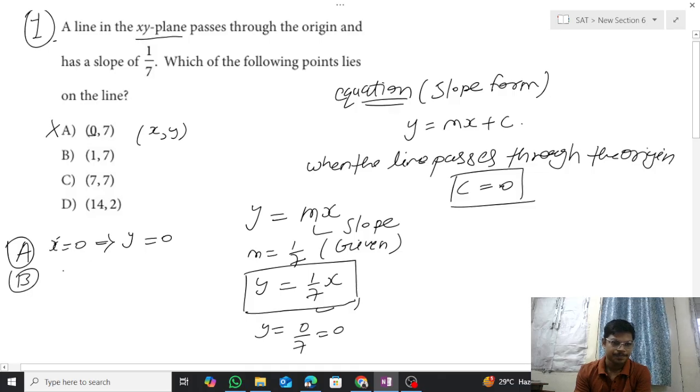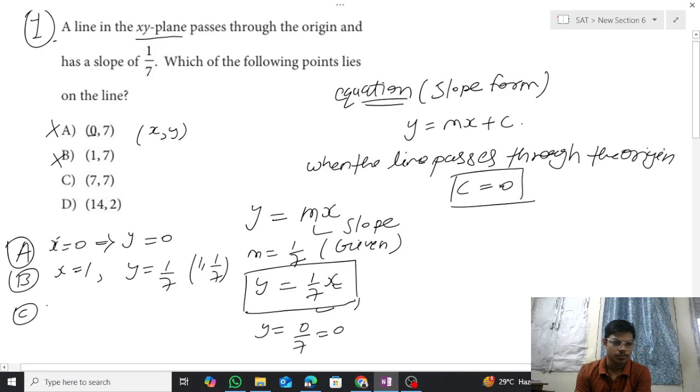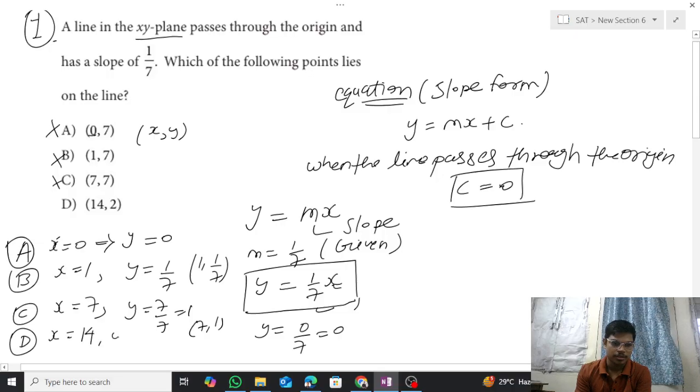For option B, if you put x is equal to 1, y is equal to 1 by 7, so the point should be 1 comma 1 by 7, but it is saying 1 comma 7, so this is wrong. For option C, put x is equal to 7, you get 7 divided by 7, which is 1, so your point should be 7 comma 1, but it is saying 7 comma 7, that is also wrong. For option D, put x is equal to 14, you get 14 divided by 7, which is 2, so 14 comma 2 is your correct option.